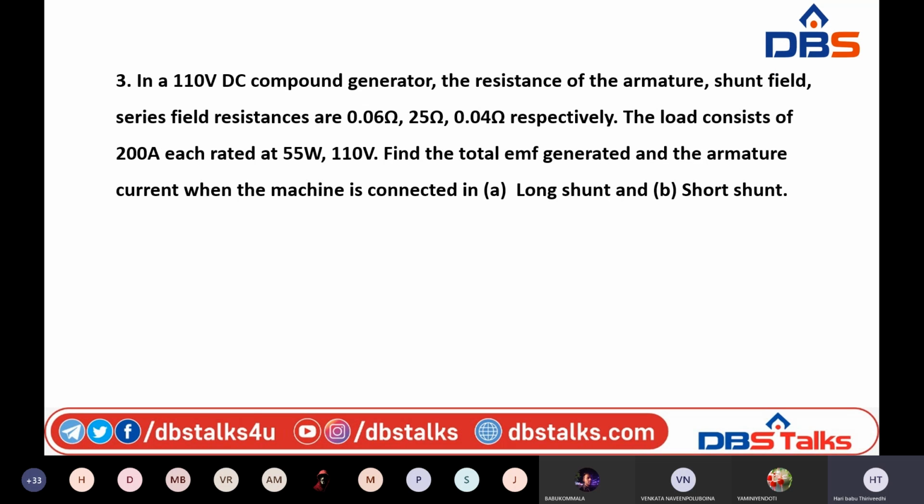And the third problem is also similar, but determine both long shunt and short shunt. Both long shunt and short shunt. So like that, this also you have to do easily.